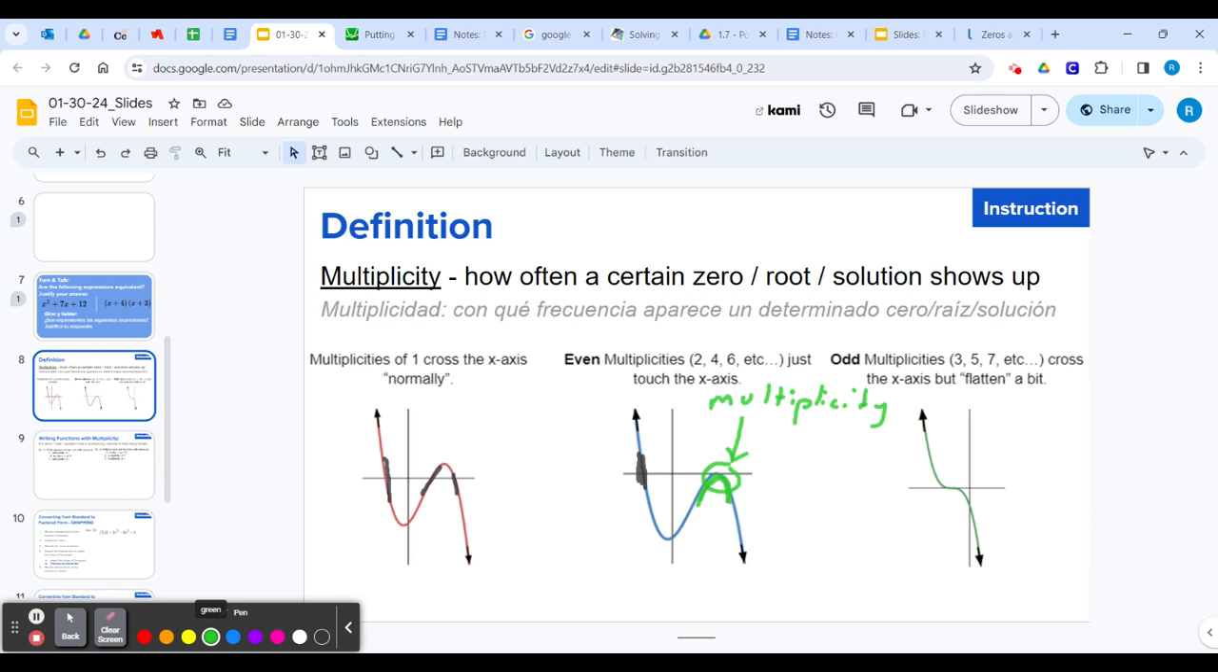Okay, and then odd multiplicities, they're also going to cross through the x-axis, but they're going to flatten out a bit. So notice in this last one here, this odd multiplicity, there is no normal one. This odd multiplicity flattens out and then jogs down. So there is a multiplicity here as well.